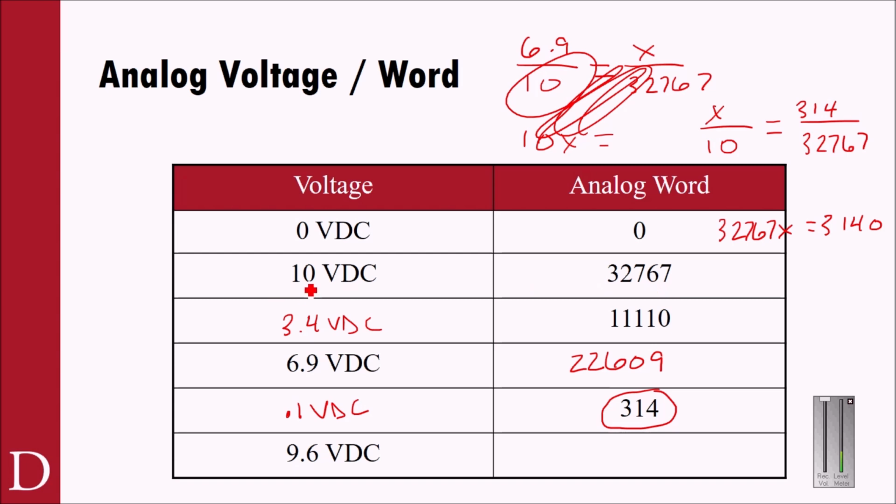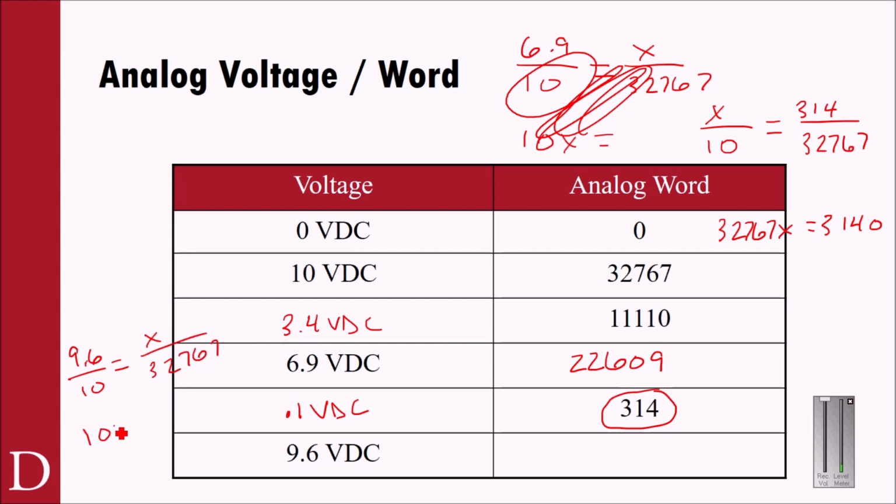3,200 would be 1 volt, right? So 320 would be 0.1 volts. So that's probably a good number, that 0.096 or whatever it was. 9.6 volts down here, we can take 9.6 is to 10 as some number is to 32,767.